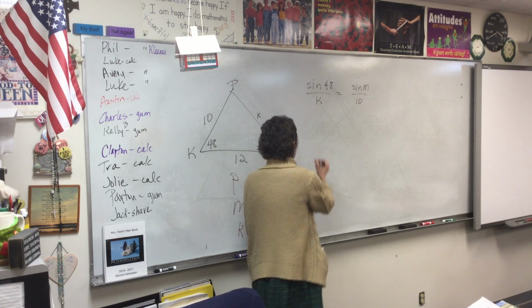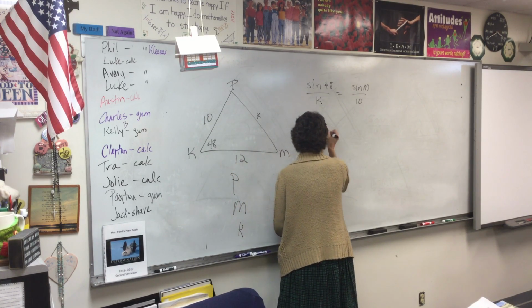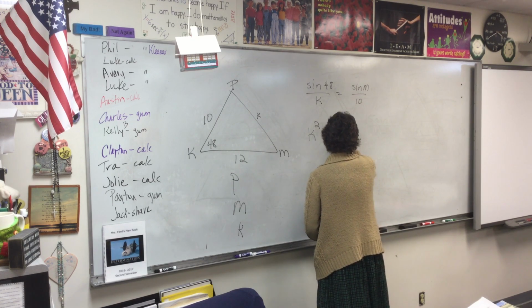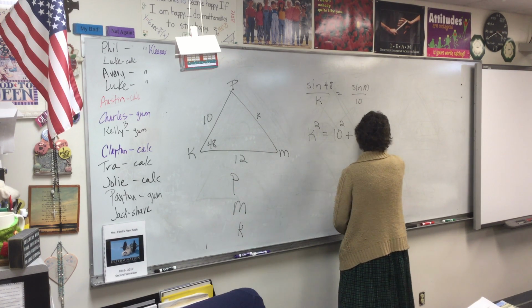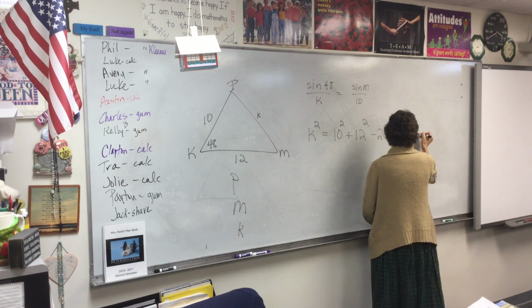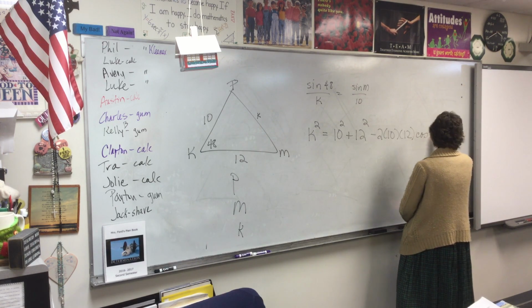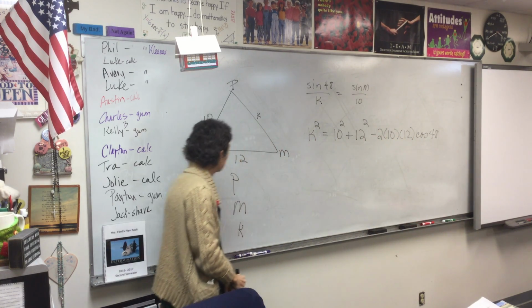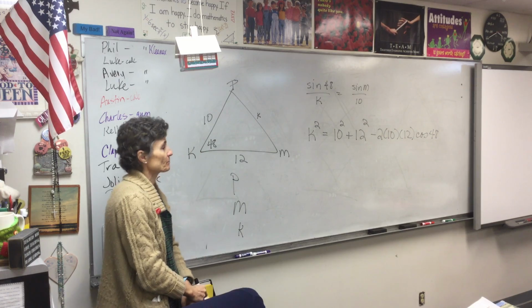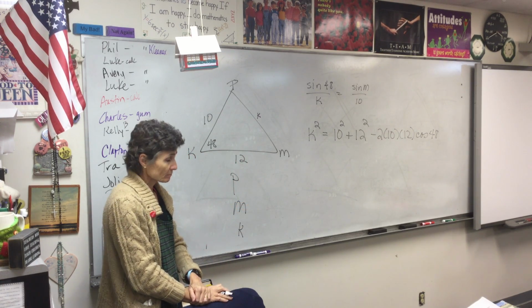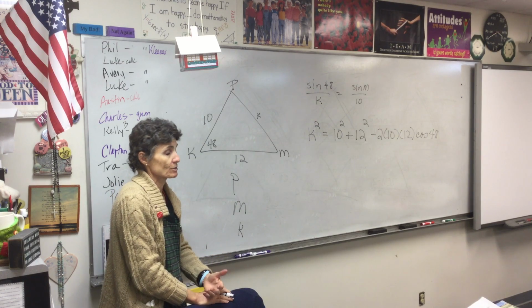I'm going to write it down for you, and then we're going to talk about it. K squared equals 10 squared plus 12 squared minus 2 times 10 times 12 times the cosine of 48. I knew you'd be frightened of it. You do not need to be frightened of it. I want you just to write that down, and then we're going to talk about it. And I will give you the letters.